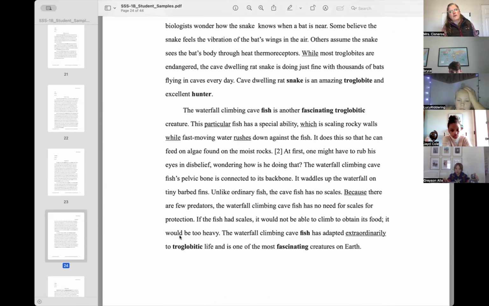And then the last one's about the waterfall climbing cave fish. And notice all the dress-ups underlined. Notice the topic clinchers bolded. And the one sentence opener here.